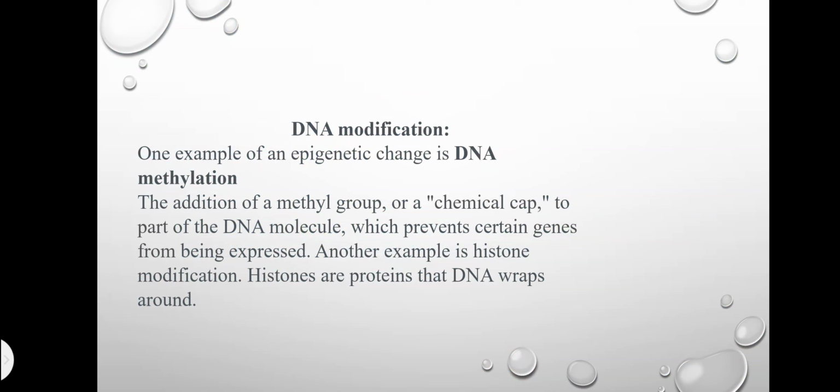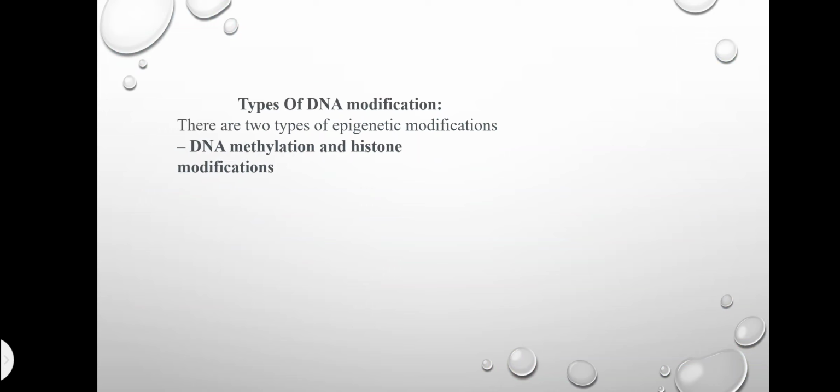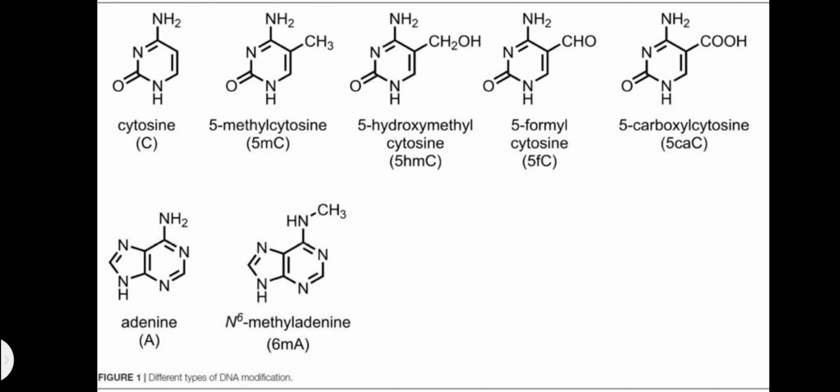Now it's the DNA modification. DNA modification includes epigenetic changes and DNA methylation, the addition of a methyl group or a chemical cap to part of the DNA molecule which prevents certain genes from being expressed. And histone modification is another example. Histones are basically a type of protein that the DNA wraps around. Basically, there are two types of epigenetic modification: DNA methylation and histone modification.